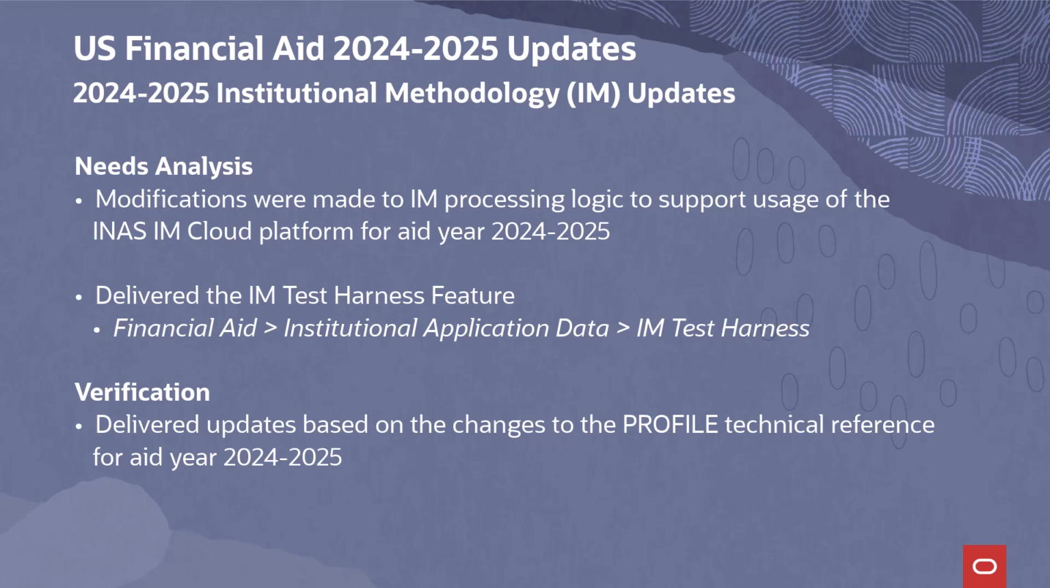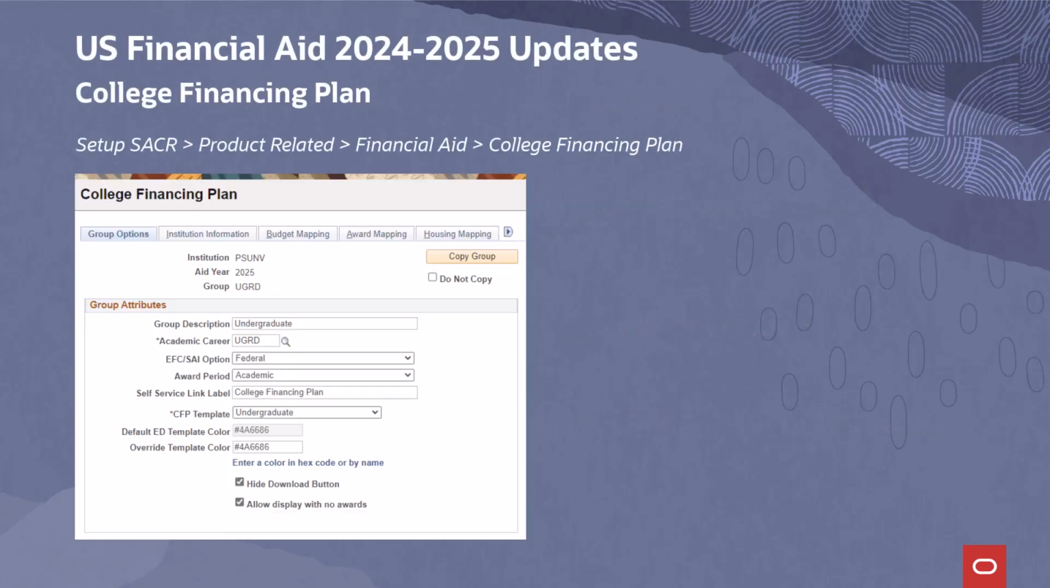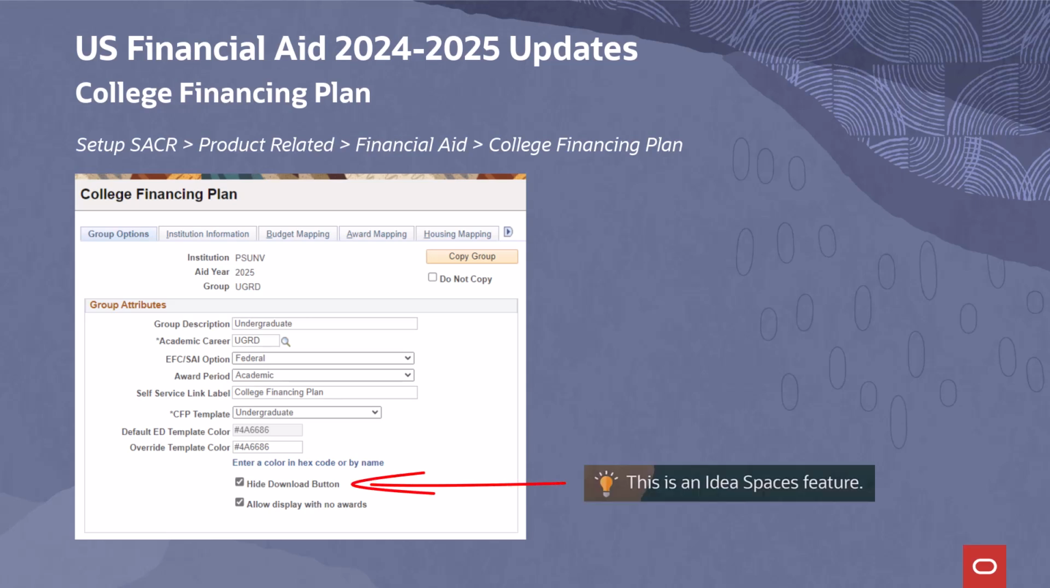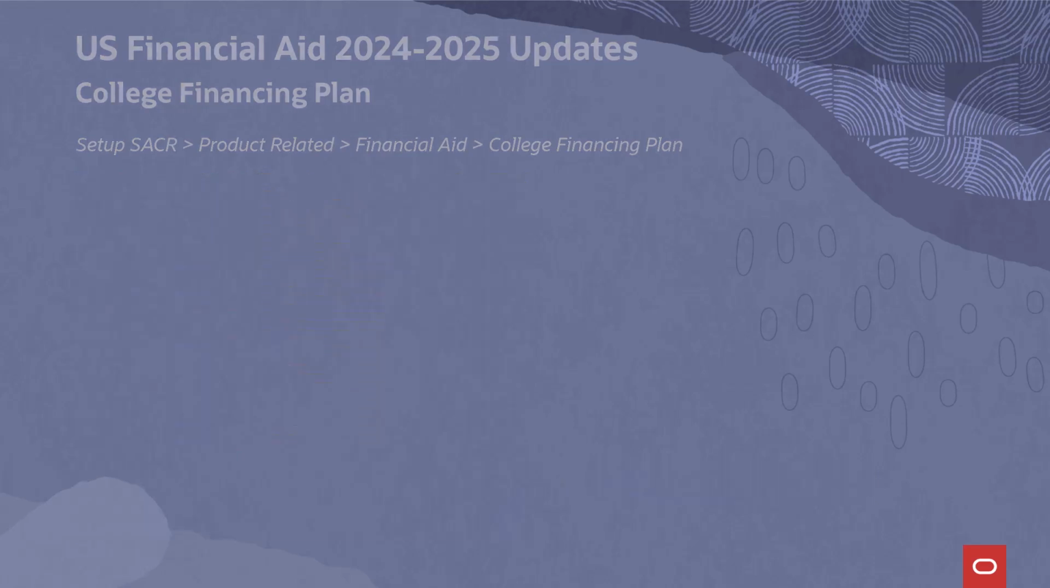Verification. We've delivered updates based on the changes to the Profile Technical Reference for aid year 2024-2025. PUM Image 31 contains the updates for the College Financing Plan template for aid year 2024-2025. In addition, we've delivered a new feature that allows the download button to be hidden. The new Hide Download Button option is available for each College Financing Plan template group, beginning in aid year 2024-2025.